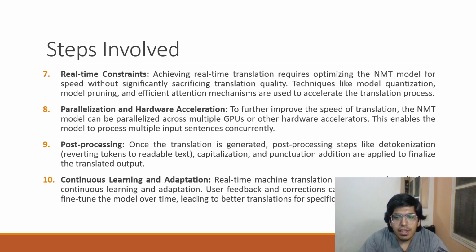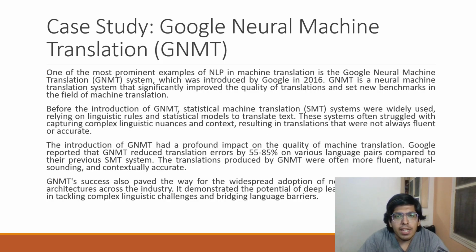Once a translation is generated, post-processing steps like de-tokenization, capitalization, and punctuation addition are applied to finalize the translated output. The final step of machine translation involves continuous learning and adaptation. Real-time machine translation systems can benefit from continuous learning and adaptation. User feedback and corrections can be used to update and fine-tune the model over time, leading to better translation for specific domains or contexts.